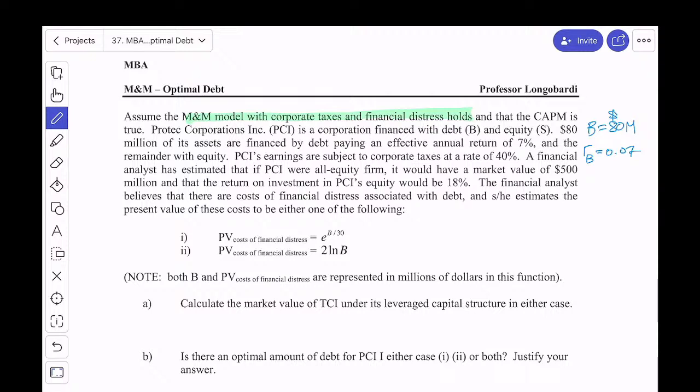Okay. PCI's earnings are subject to corporate taxes, so TC is 0.4. A financial analyst has estimated that if PCI were all equity, it would have a market value of $500 million. So this is the value of the unlevered firm, so no debt. So the value of the unlevered firm is 500 million. And the return on investment in PCI's equity would be 18%. So that represents RU. If it's unlevered, it would be 18%. So this is the information I've taken from the case so far.